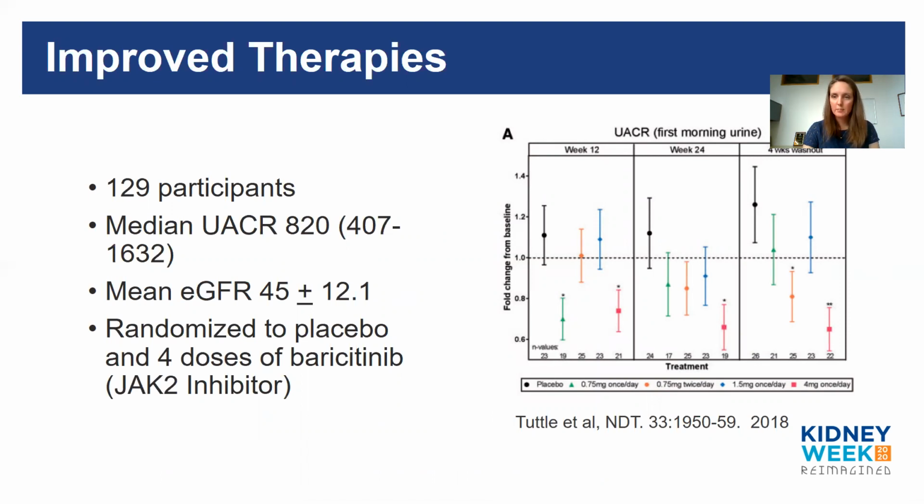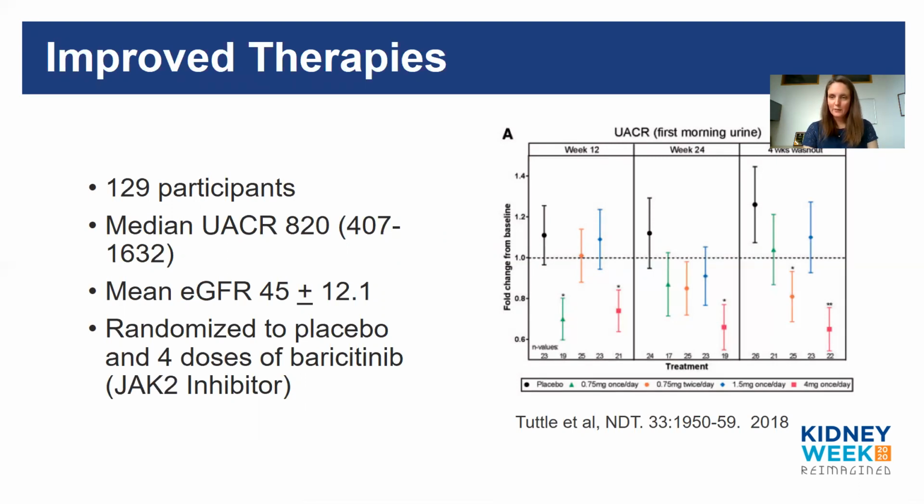And there were 129 patients with diabetic kidney disease. They had a mean albumin to creatinine ratio at enrollment of 820. Their mean GFR was 45. And they were randomized to placebo and 4 different doses of baricitinib. And their primary outcome was change in urine albumin to creatinine ratio throughout the study. And so you can see at week 24, the baricitinib groups as compared to placebo had lower proteinuria levels, and that actually persisted after a 4-week washout.